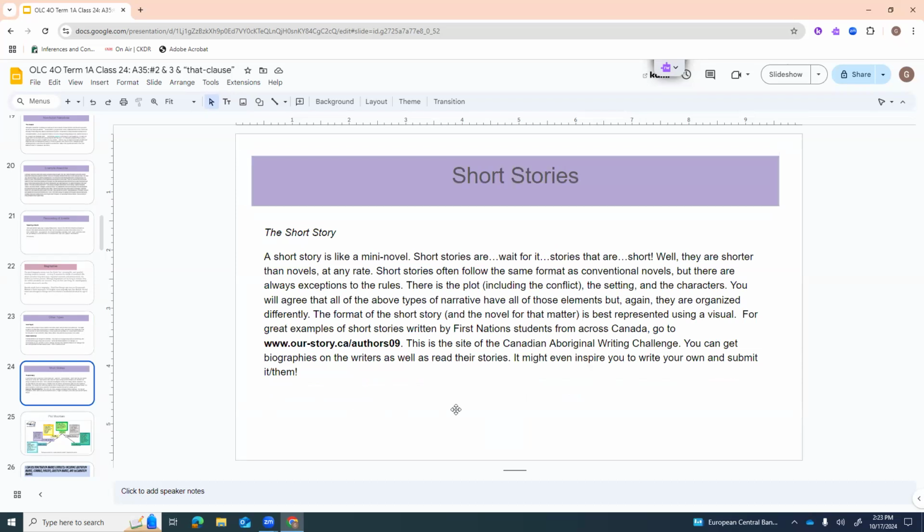So a short story is like a mini novel. They are shorter than novels, usually quite short, generally about the size of a chapter. They follow the same format as a conventional novel, but there are exceptions to the rules. There is going to be a plot, usually some sort of conflict. There is a setting, and there are characters.